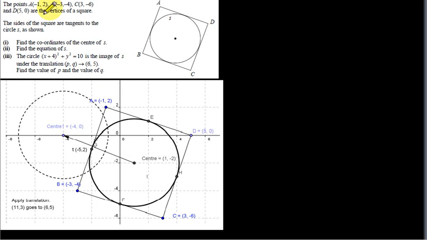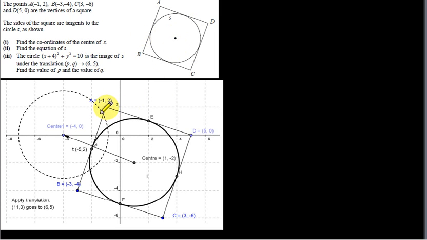The points A (-1, 2), B (-3, -4), C (3, -6), and D (5, 0) are the vertices of a square. The vertices are just the corners. The sides of the square are tangents to the circle S as shown. Find the coordinates of the center of circle S. So this circle is called S, and we want to find the coordinates of the center.